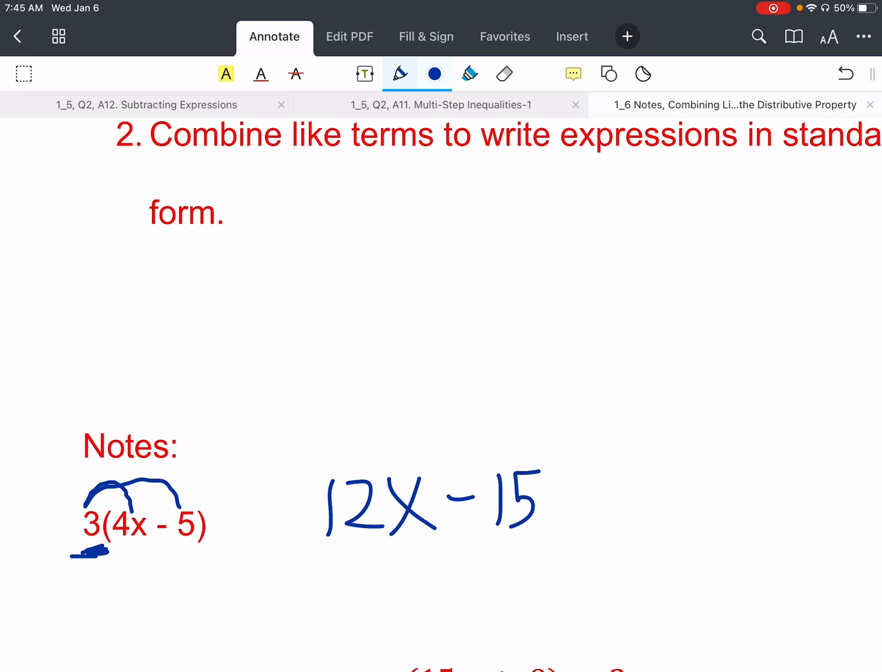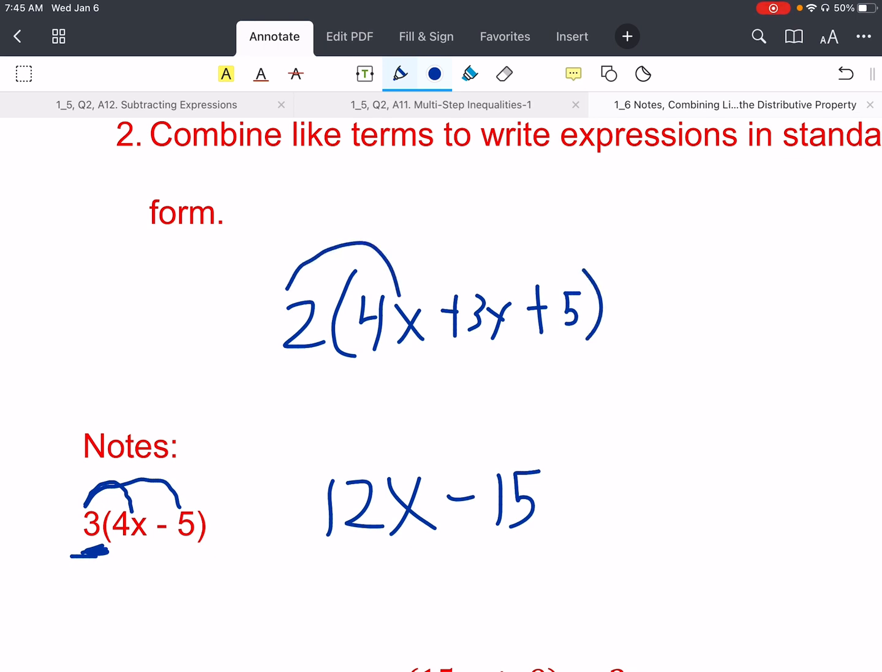If we had a problem that had more terms, like 4x plus 3y plus 5, we would do the same thing. We would multiply the 2 times each term inside of the parentheses. So it doesn't matter how many terms are in the parentheses. The number on the outside is going to be distributed to everything inside the parentheses.